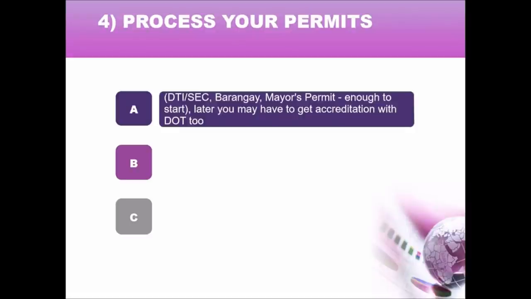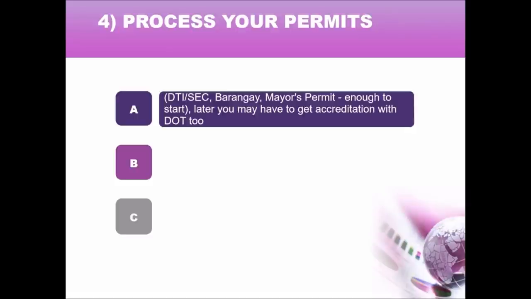The fourth is you need to process your permits. After registration with DTI, bring that to the barangay office and they will give you a barangay permit. Then after that, bring that to the mayor or the city hall. Then they will release to you the mayor's permit. I can also give you a separate video on a sample of the charges they charged me in getting those permits. Okay, those three are enough to start.